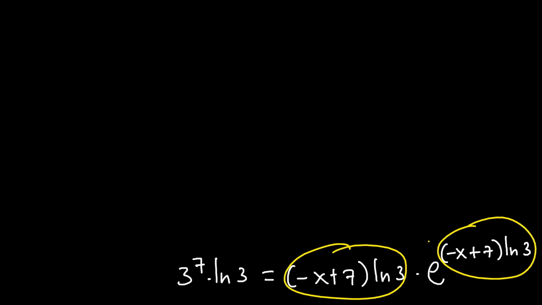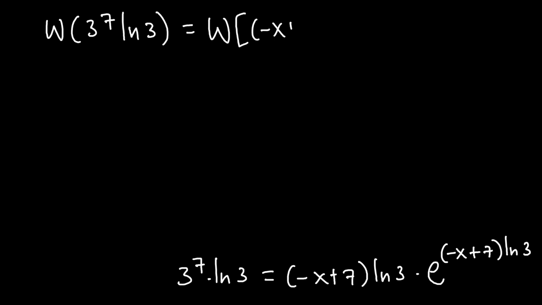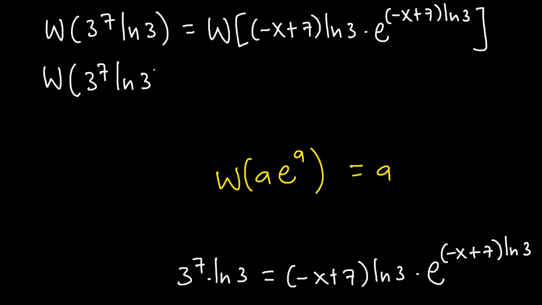So we can apply the Lambert W function. So we shall have W of 3 to the power of 7 times natural log of 3 equaling W of negative x plus 7 times natural log of 3 and then times e to the power of negative x plus 7 times natural log of 3. And if you remember, we said that if you have a times e to the power of a and then apply the Lambert W function, this will be equal to a. Therefore, W of 3 to the power of 7 times natural log of 3 will be equal to negative x plus 7 times natural log of 3.